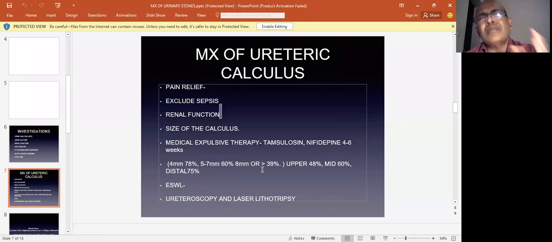So the important thing is not the statistic. The important thing is, the bigger the stone in the ureter, the less likely that it'll go out. The higher the stone in the ureter, the less likely that it'll go out. And we may have to do things. And the things we do are shockwave lithotripsy and ureteroscopy. We'll discuss that in a while, right?